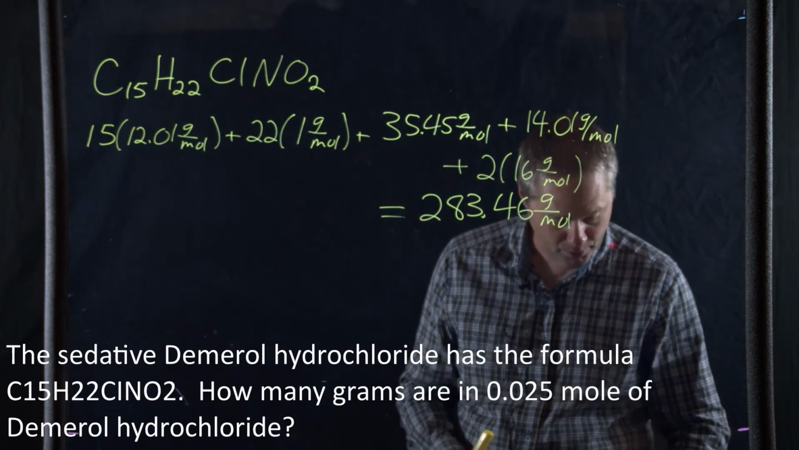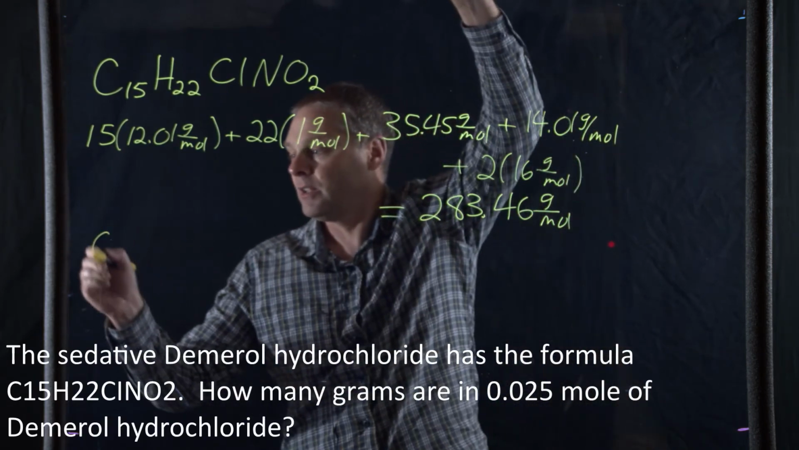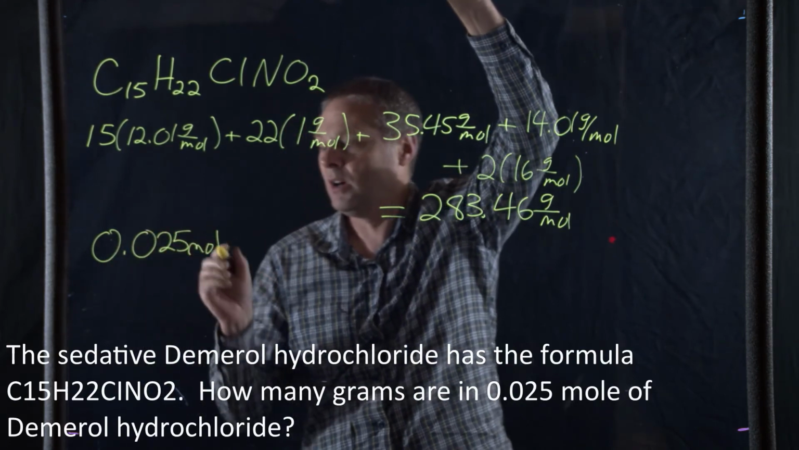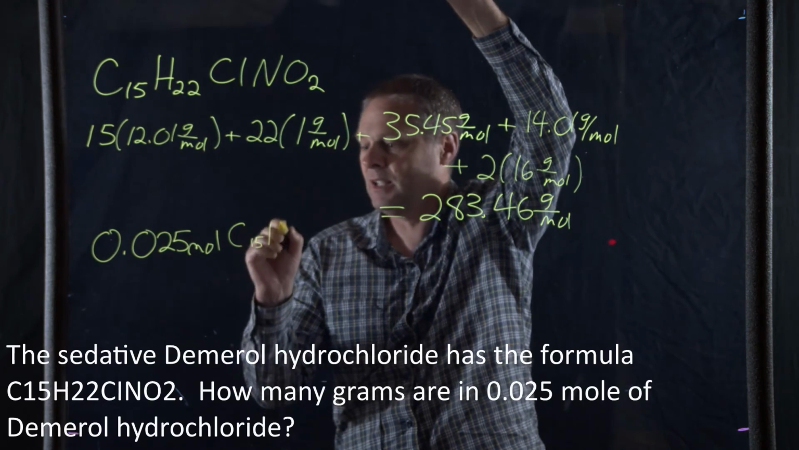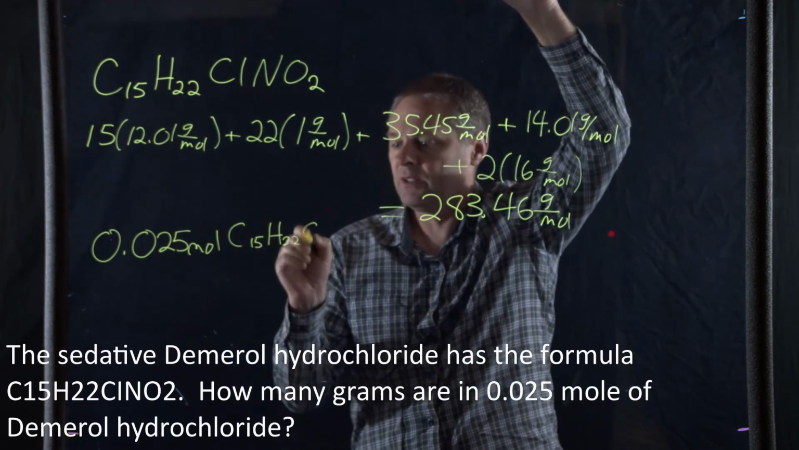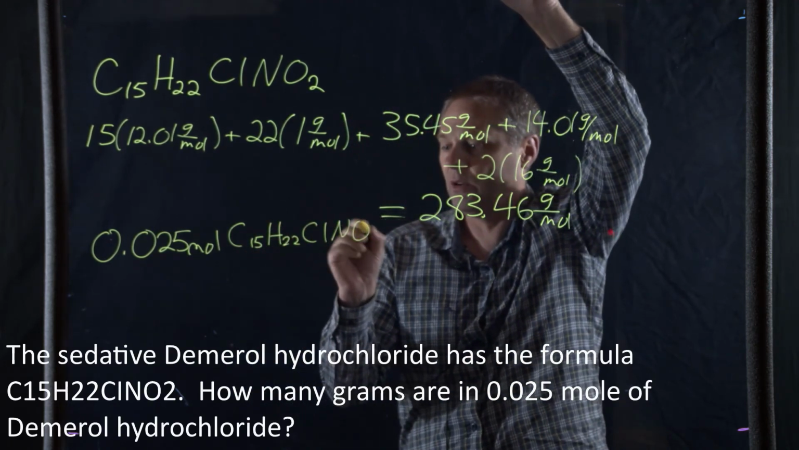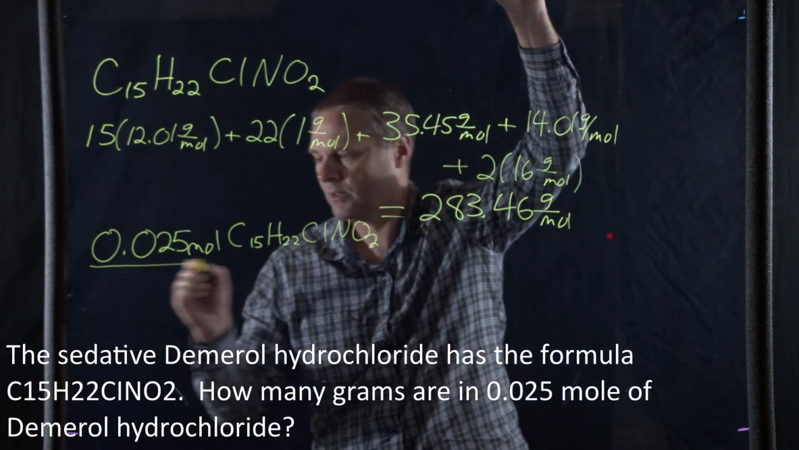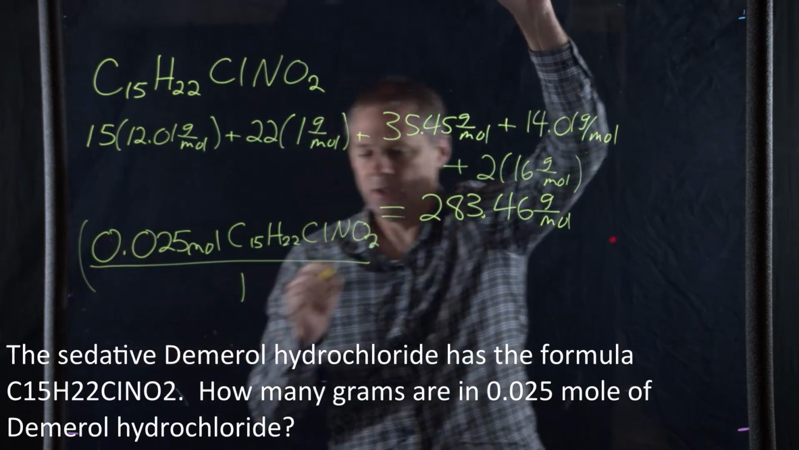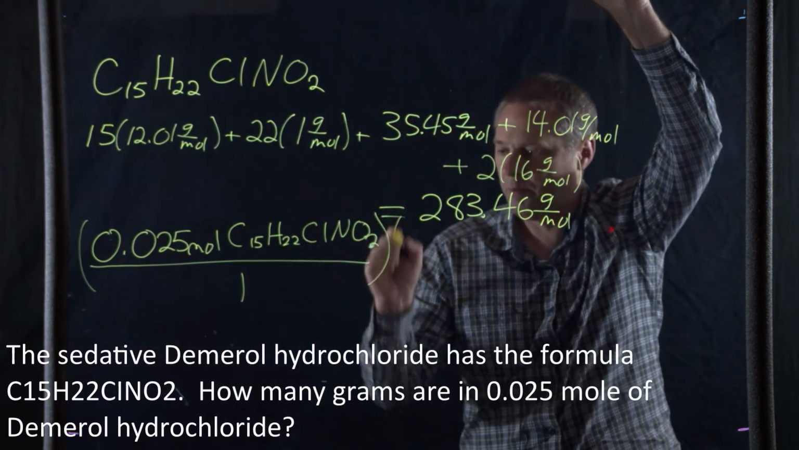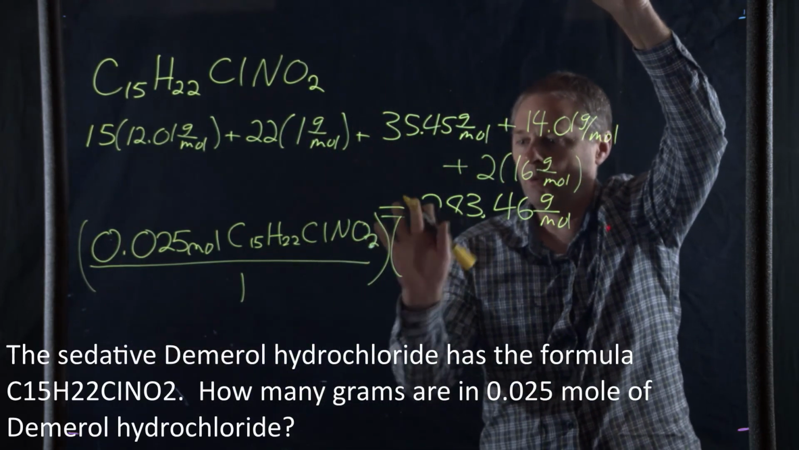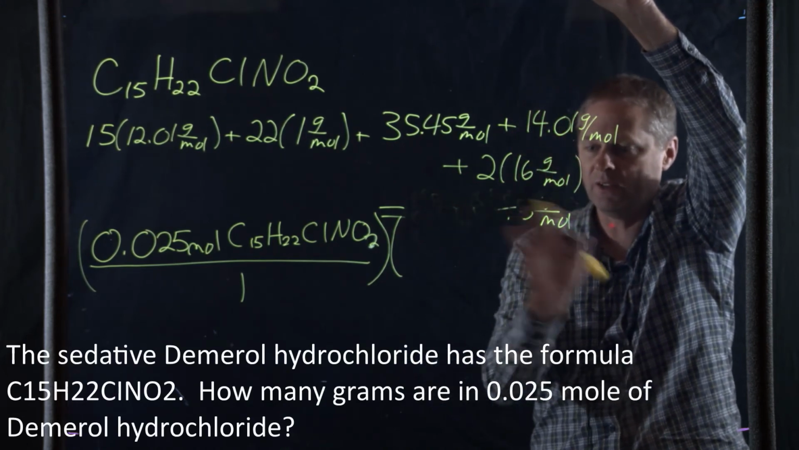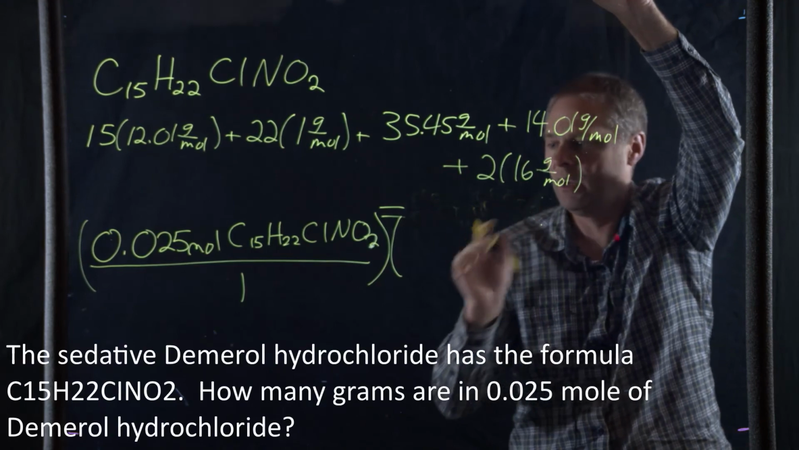Now we want to know how many grams are in 0.025 moles of demerol? So we're going to start out with 0.025 moles of C15H22ClNO2. All right. And now we're going to multiply that by our molar mass, which is 283.46. Sorry, I didn't start that out in the best space on the board here.